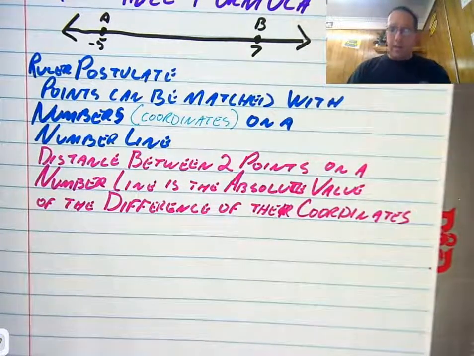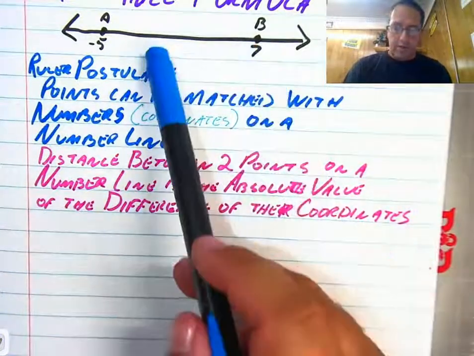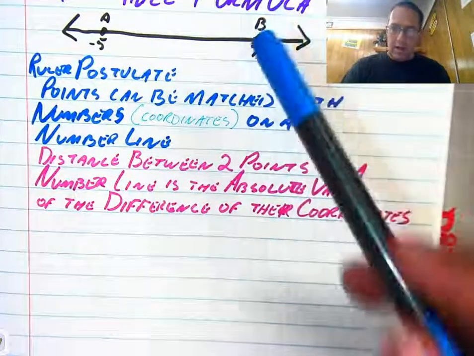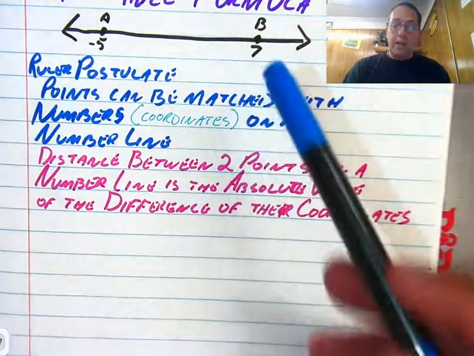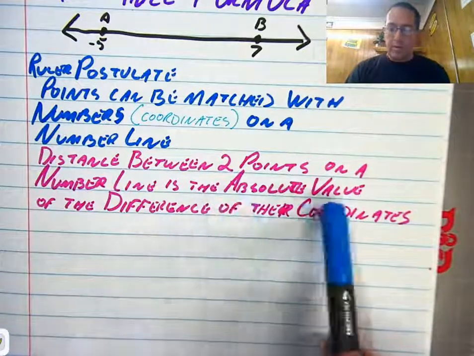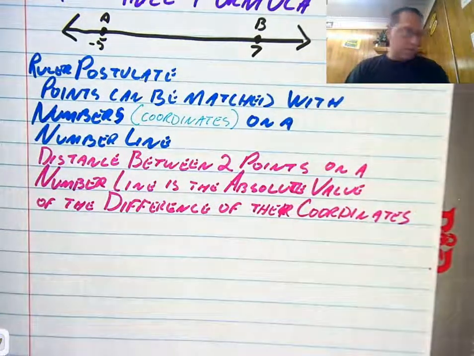You can't have a point that is -3 inches from point B. I could be 3 inches away in any direction. I could be 3 inches above it. I could be 3 inches below it, down under my desk, but I can't be -3 inches from point B. So it's always going to be the absolute value of the difference, because we have to have a positive number.